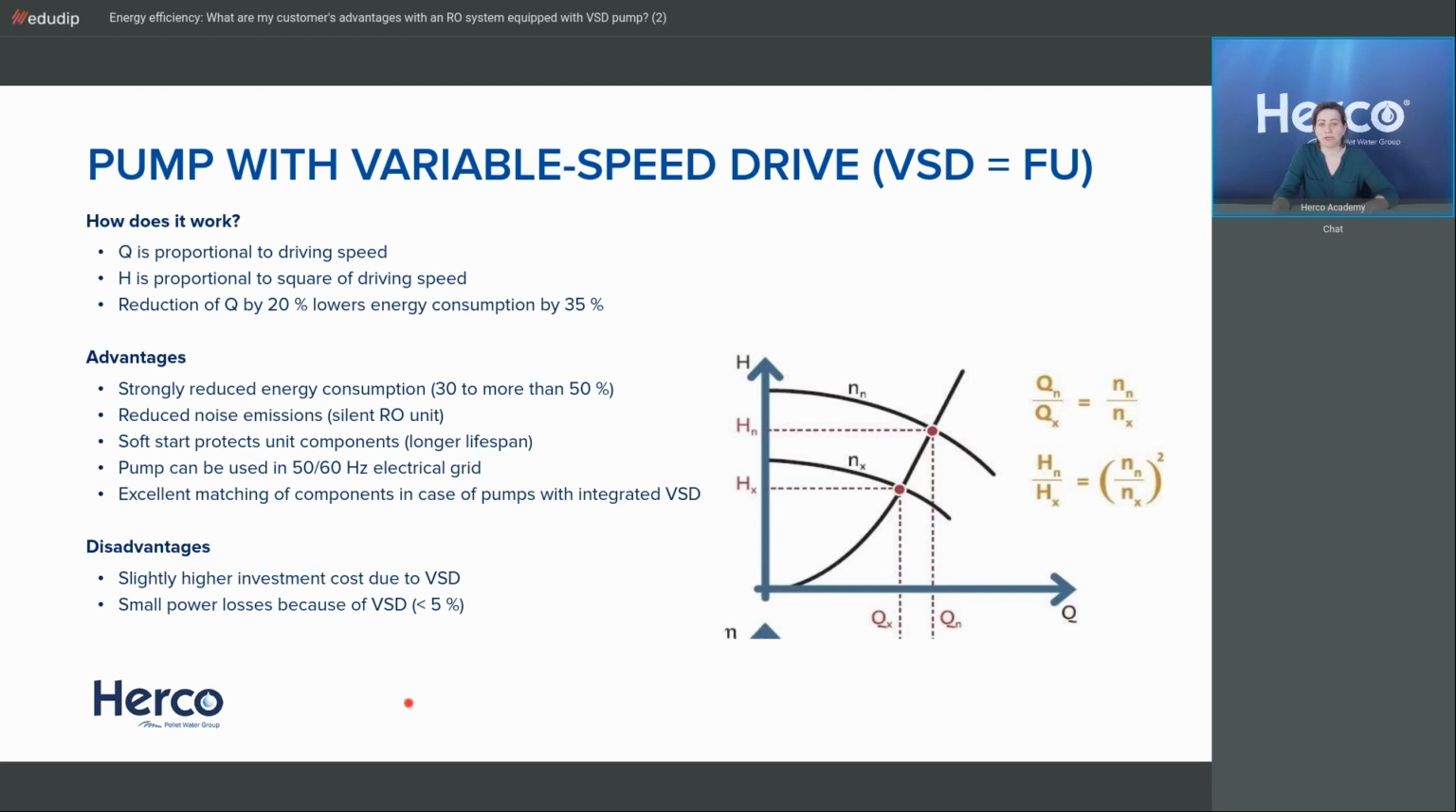We have typically for our units an additional cost of between 2,000 to 3,000 euros per unit, depending on the size. We'll come to that later in the calculation. And we have small power losses because the variable speed drive has a power consumption too. But I'll show you later that even taking into account the losses and the higher investment, you can recover the additional investment so quickly that it makes a lot of sense to go for this solution.